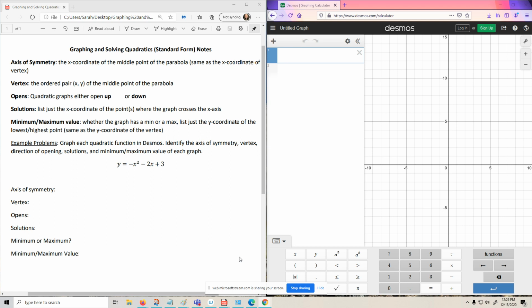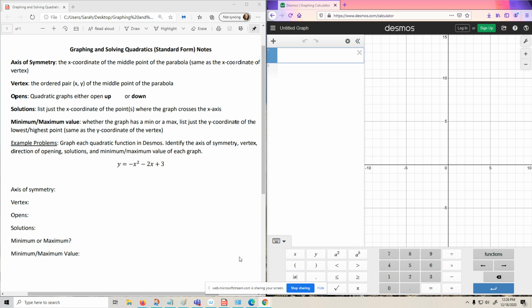Hello. Today we're going to be continuing to graph quadratics that are written in standard form, but we are also going to talk about some other characteristics of those graphs. The things we're going to look at in addition to the graph are the axis of symmetry and the vertex, which we've seen before. Axis of symmetry is the x-coordinate of the middle point of your graph. Vertex is the whole ordered pair of the middle point of your graph.